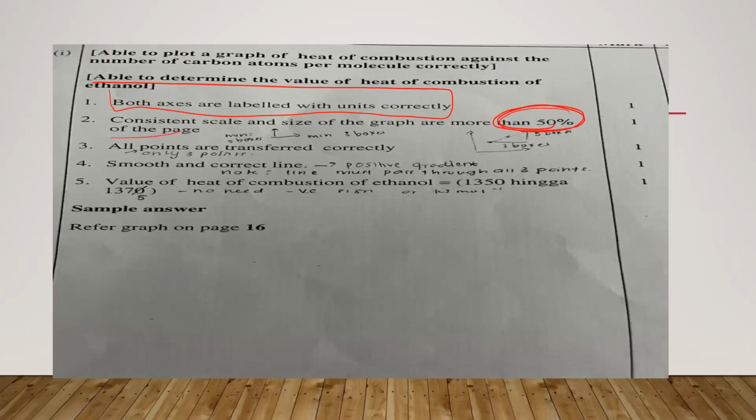What you're seeing in front of you is the exact marking scheme. Teacher just took a picture of it for y'all. So you make sure it must be more than 50%. The third marking scheme is you transfer all your points correctly, which I think all of you can do well. From Primary 5, you all learned in maths also how to draw a graph. Now the fourth mark is when you draw a smooth and correct line. That means you make sure that your line passes through all 3 points.